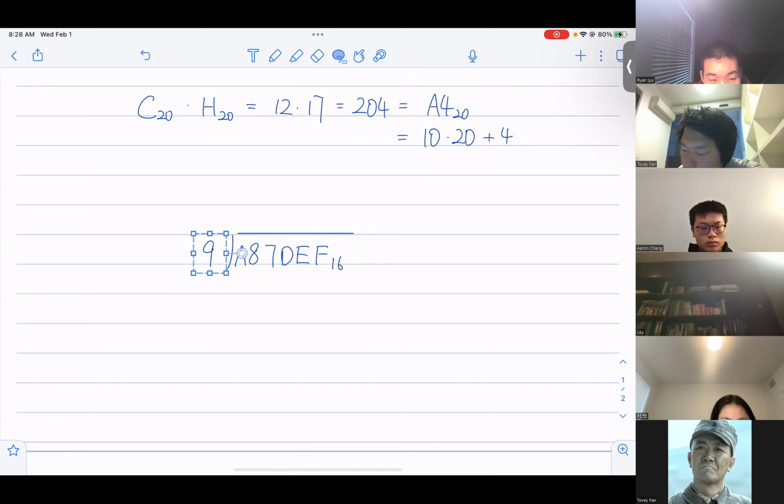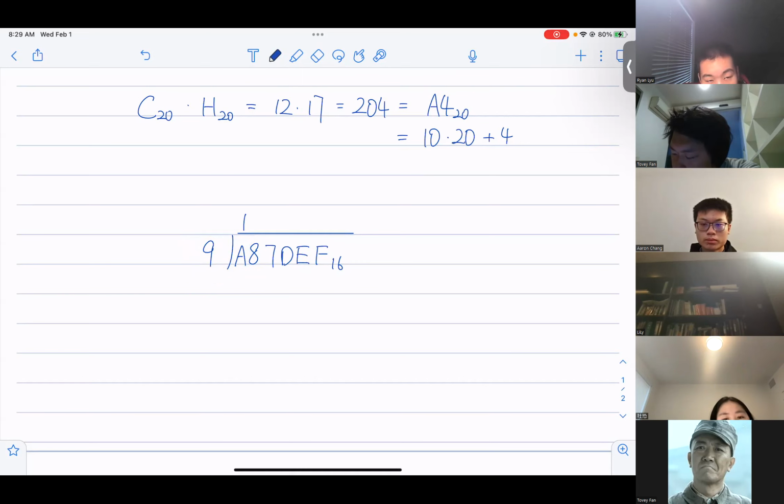All right, so first, how many nines are there in A? Anyone? How many nines are there in A? A is 10, right? One. Yeah, there's only one 9 in 10. 没问题吧？ So we put 1 here and we put 9 here. We do a subtraction. So A minus 9 is just 10 minus 9 is 1. 没问题吧？ Okay, and then we drop the 8. So we drop the 8 here.